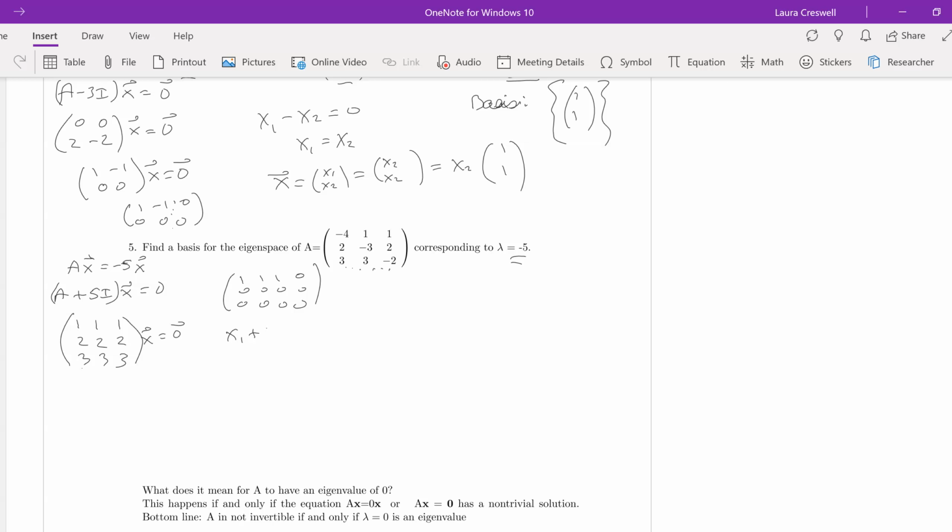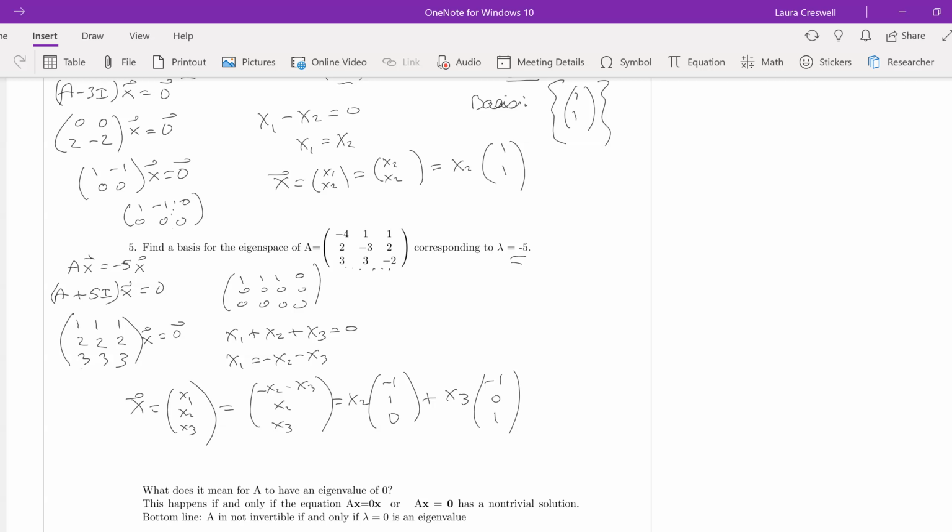This says x1 plus x2 plus x3 equals 0. So x1, x2, and x3 is negative x2 minus x3, x2, x3. So factor out an x2 and factor out an x3. And there we have it. So my basis will be these two vectors, negative 1, 1, 0 and negative 1, 0, 1, like these.